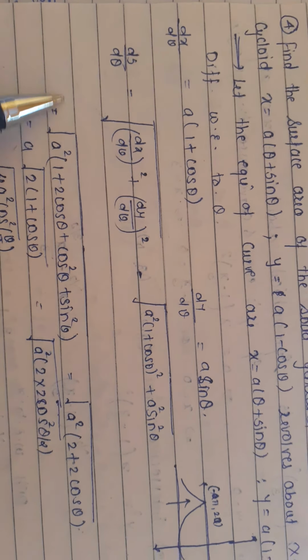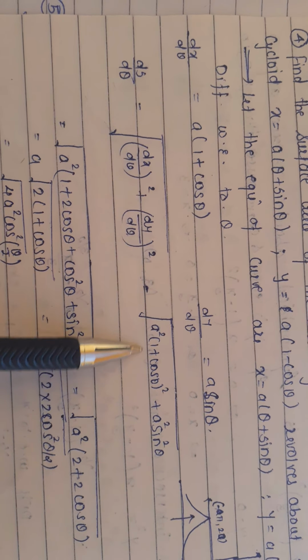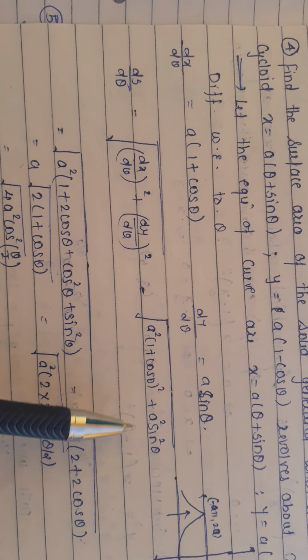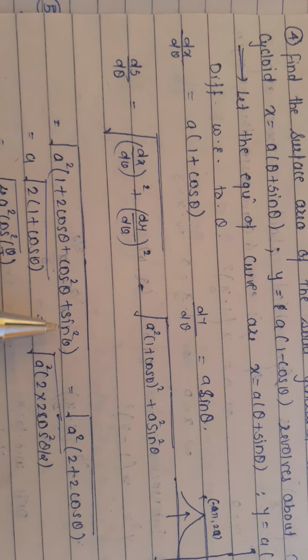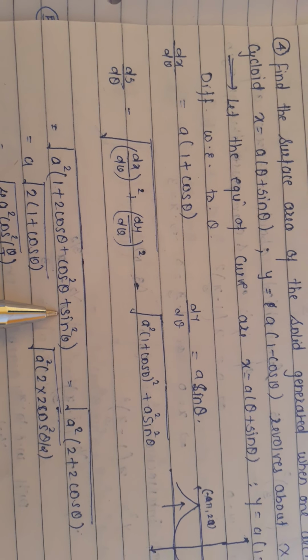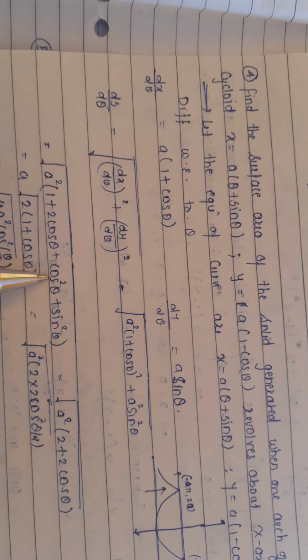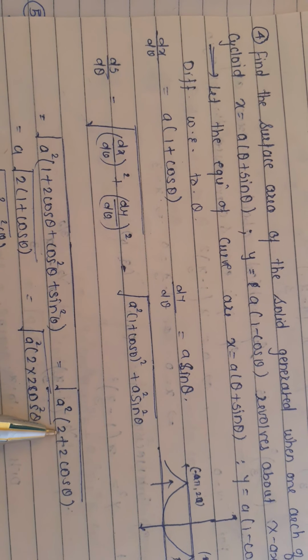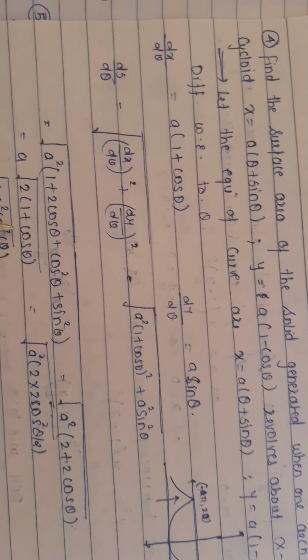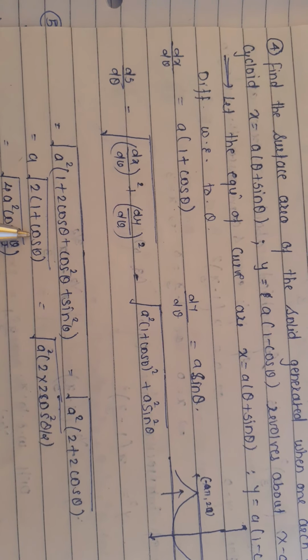From this I have taken a squared common, so 1 plus, and take its expansion according to (a + b) squared, so a squared plus 2ab plus b squared, and this sin squared. So sin squared theta plus cos squared theta, that is the fundamental identity, equals 1. So 1 plus 1 becomes 2, so a squared times (2 + 2 cos theta). Again take 2 as common, so 1 + cos theta.